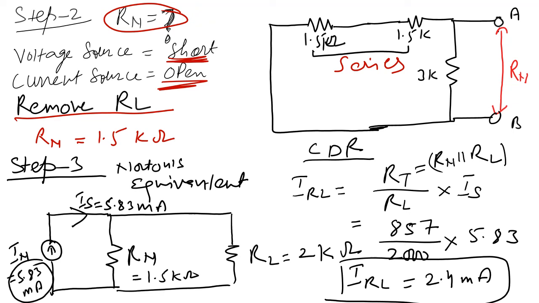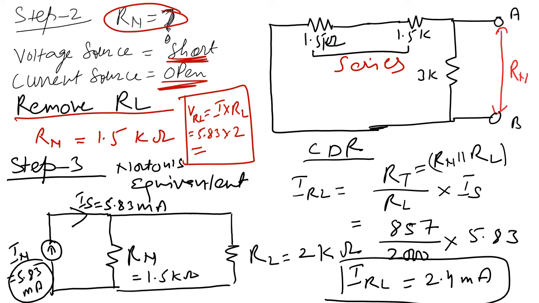Now you have to find the voltage across RL. This is easy now. The voltage across RL is I multiplied by RL. So this is 5.83 milliampere multiplied by 2 kilo ohm, and after multiplying you can find the answer. This is approximately 11.6 volt.